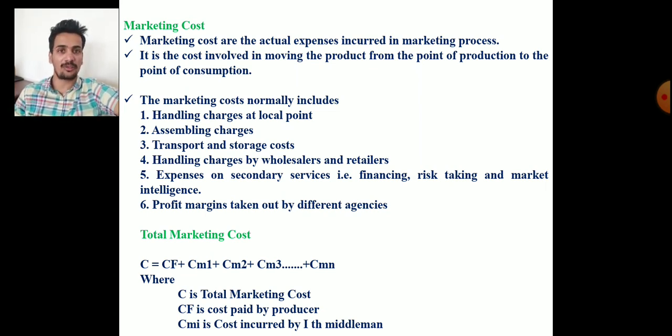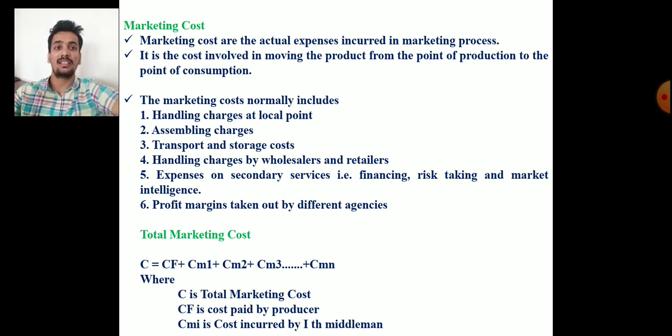Total marketing process means transferring or sending the produce from the point of production to the ultimate hands of the consumer. So the cost incurred during this marketing process is the marketing cost. Another definition: it is the cost involved in moving the product from the point of production to the point of consumption. These are the two definitions of marketing cost.